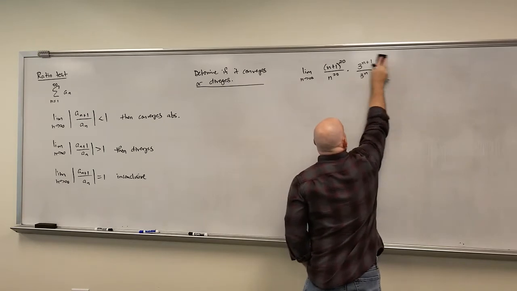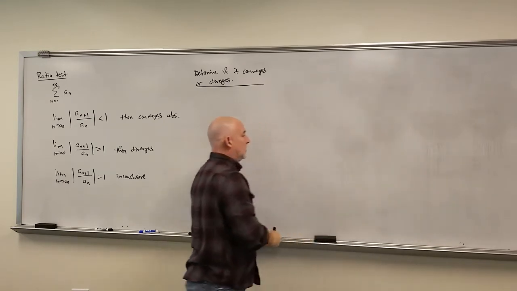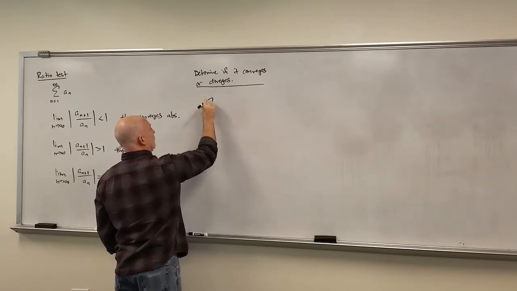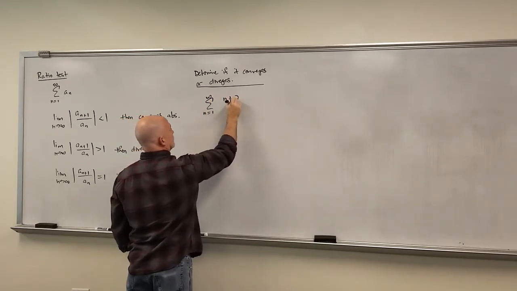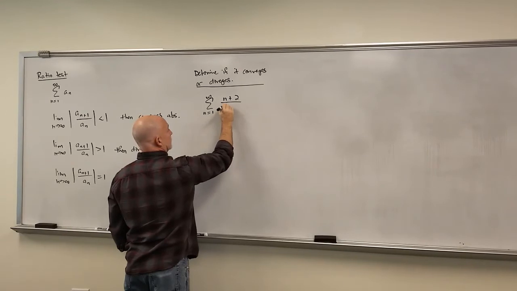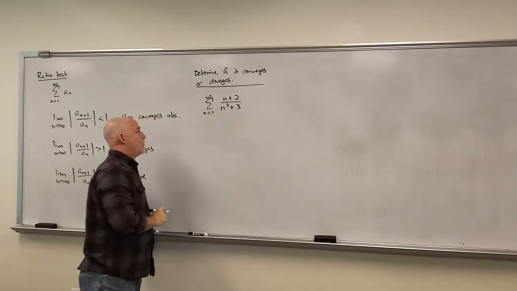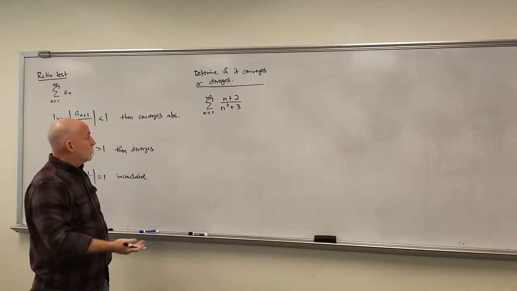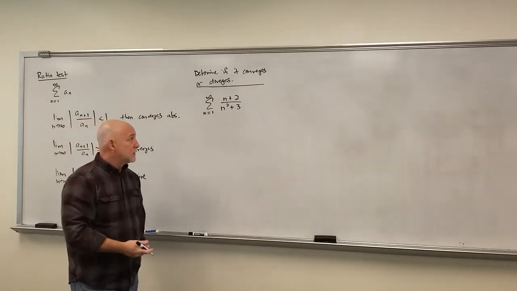All right, let's do one that maybe looks a little easier. What if I said the sum n equals 1 to infinity of n plus 2 over n squared plus 3? I'd say, okay, let's do our ratio test. I seem to like it. It's pretty easy to do.